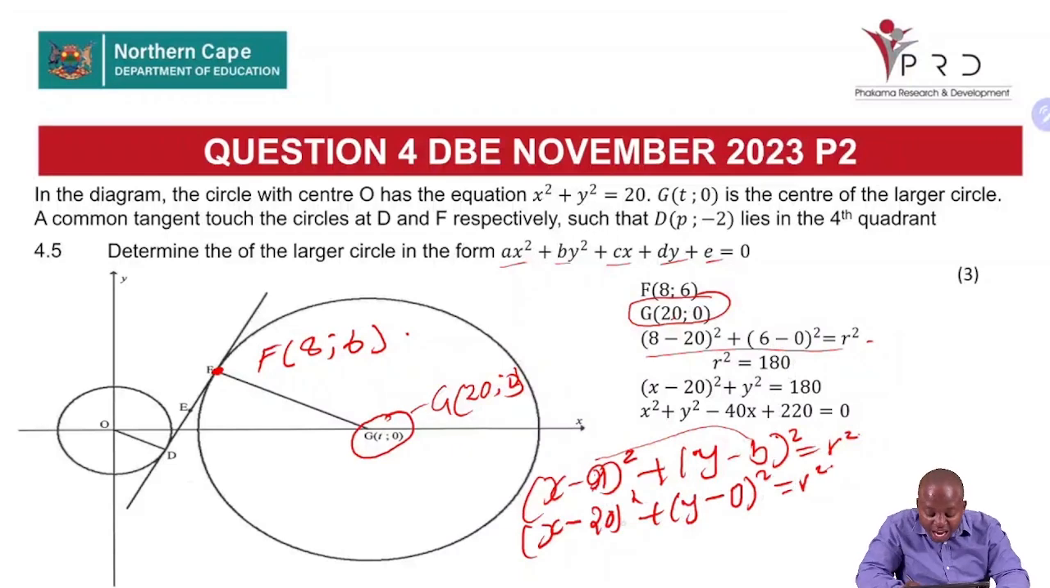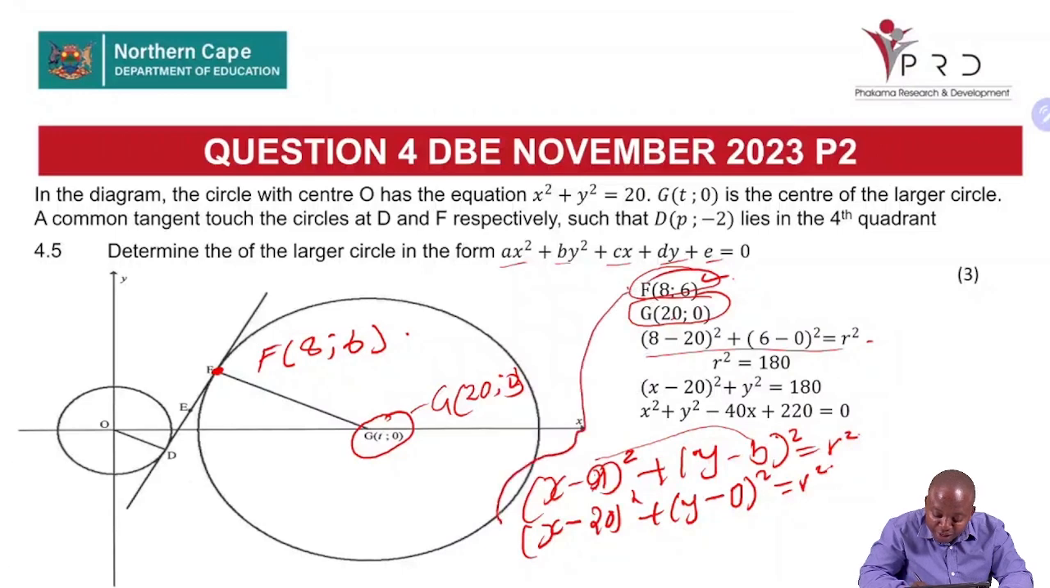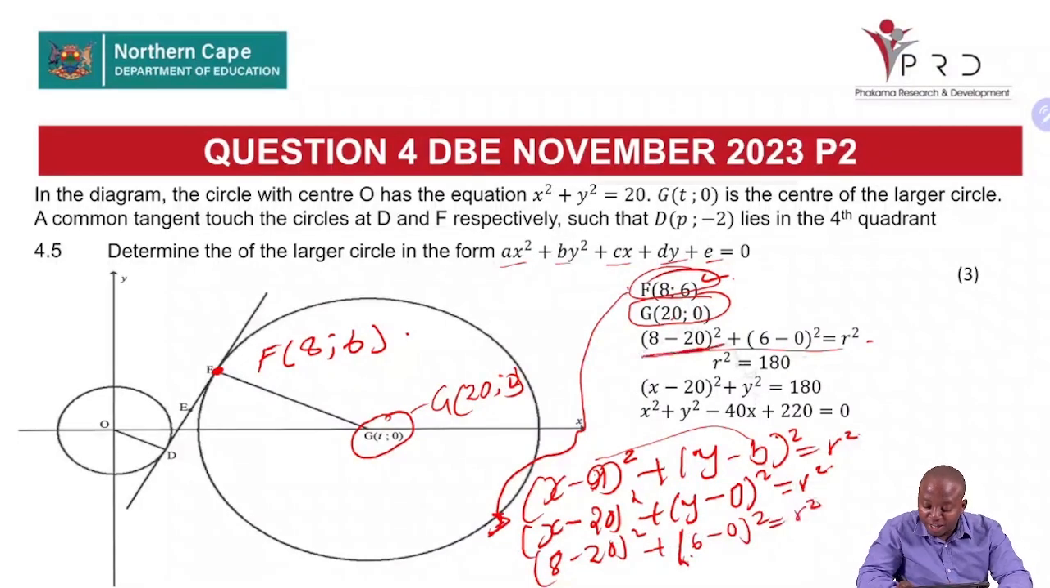Thereafter, we substitute any other point, so we substitute f. The x value of f is 8, so 8 minus 20 squared, plus y, which is 6 minus 0 squared, is equal to r squared. So I was just explaining how this was substituted. Thereafter, we put it in a calculator, and we find r squared is 120.